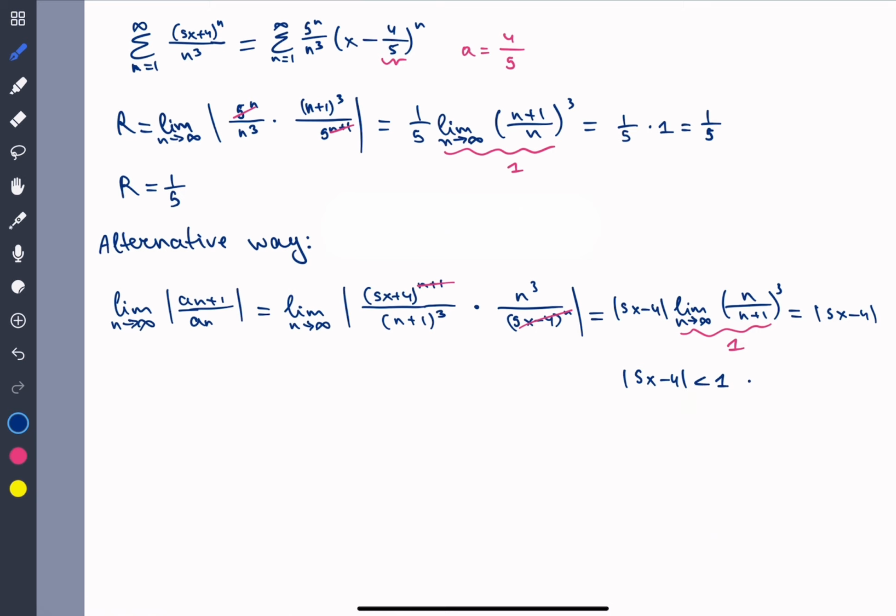So you could do this directly, but I wrote it out. So we have 5x plus 4 greater than minus 1 and smaller than 1, which makes our x greater than 3/5 and smaller than 1. So the radius of convergence will now be 1 minus 3/5 divided by 2, which is 1/5. As you see, it's the same as before.